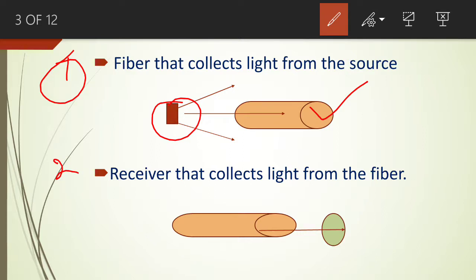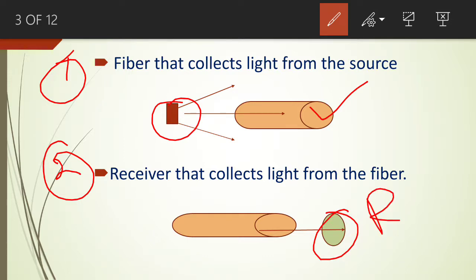Number two, we have a receiver over here. You see, this is a receiver, and this is a fiber. This is another light collecting system. We know that the receiver collects the light from the fiber. So there are two light collecting systems in a fiber optic communication system.